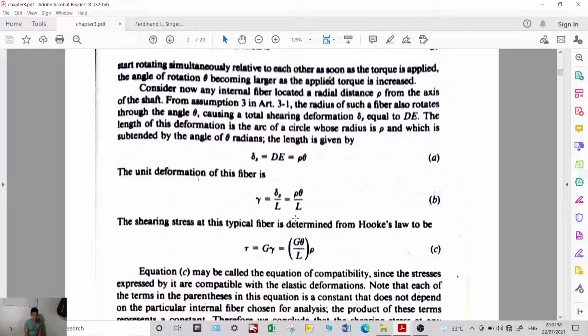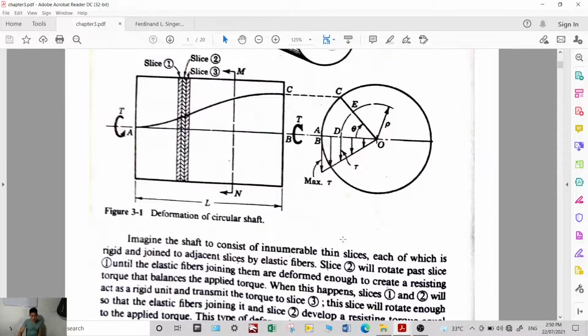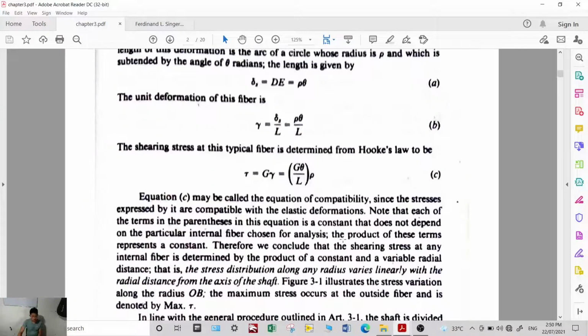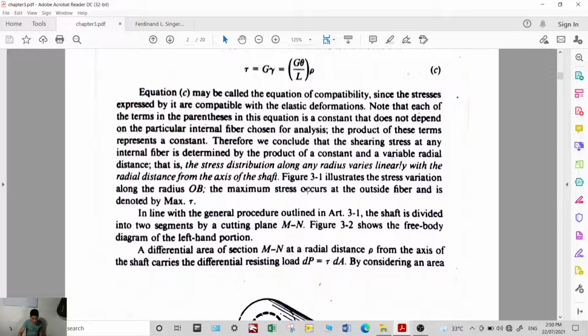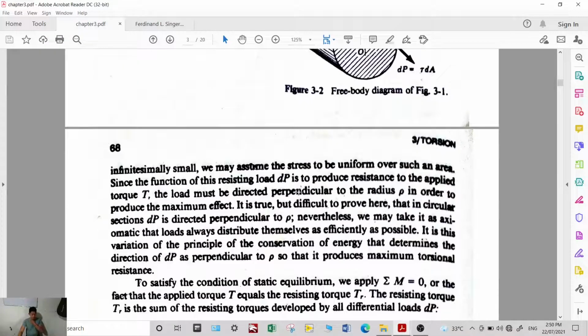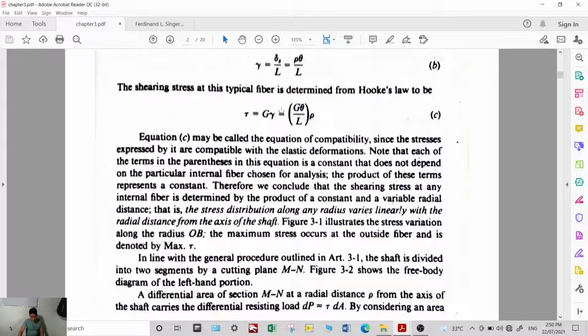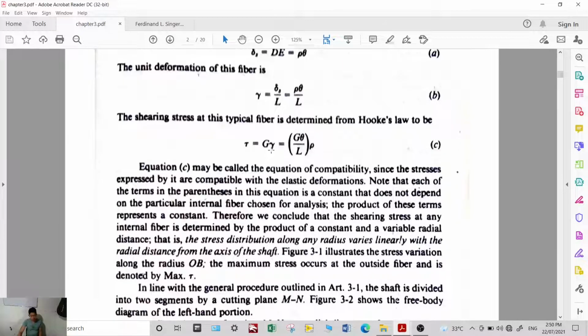Okay? So, the shearing stress at this typical fiber is determined from Hooke's law. Okay, so if we want to get the shearing stress, you use this formula, tau is equal to G gamma, where G is the modulus of rigidity, right? Okay? And then, ang gamma, as we all know, gamma is just rho theta over L, so mo siya. This is the shearing stress.